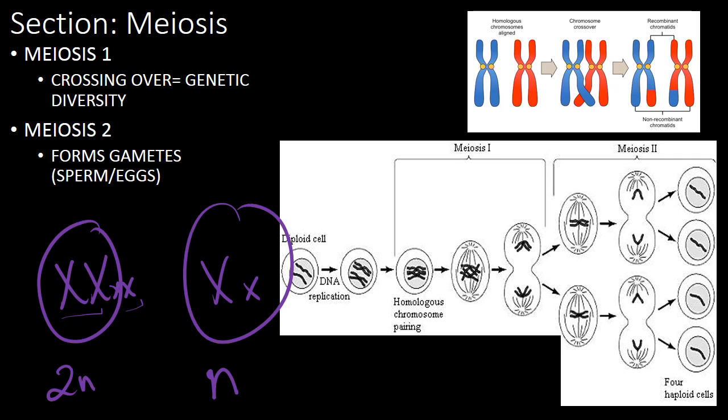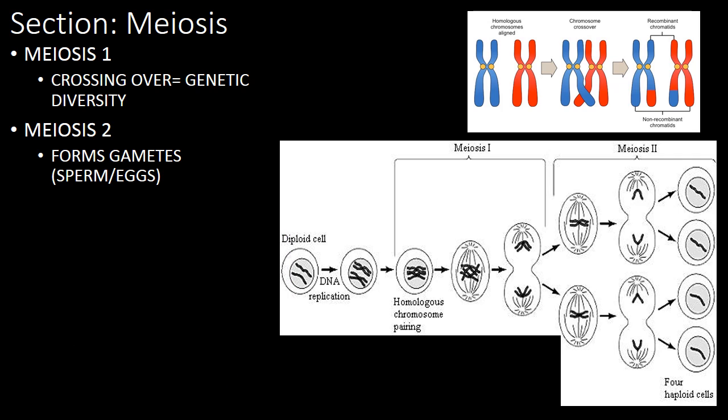Okay, so keep that in mind. Make sure you know the difference between haploid and diploid. Haploid means it only has one copy of each chromosome. Diploid means it has two copies of each chromosome.